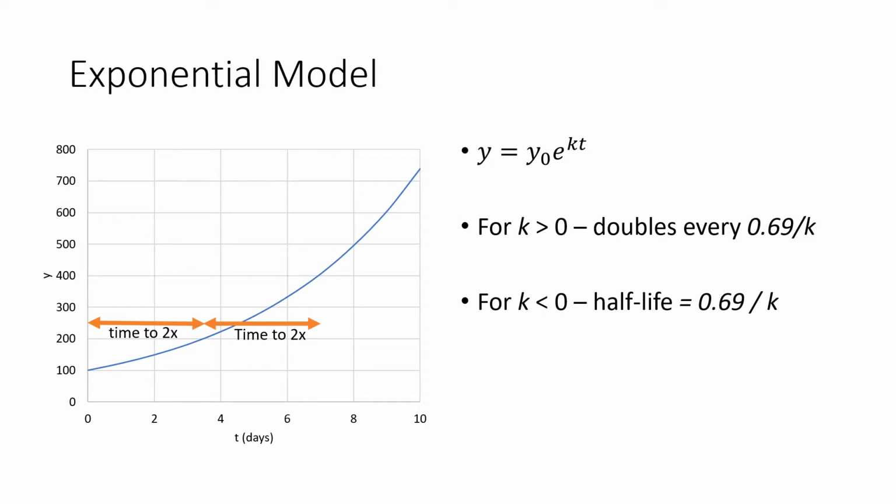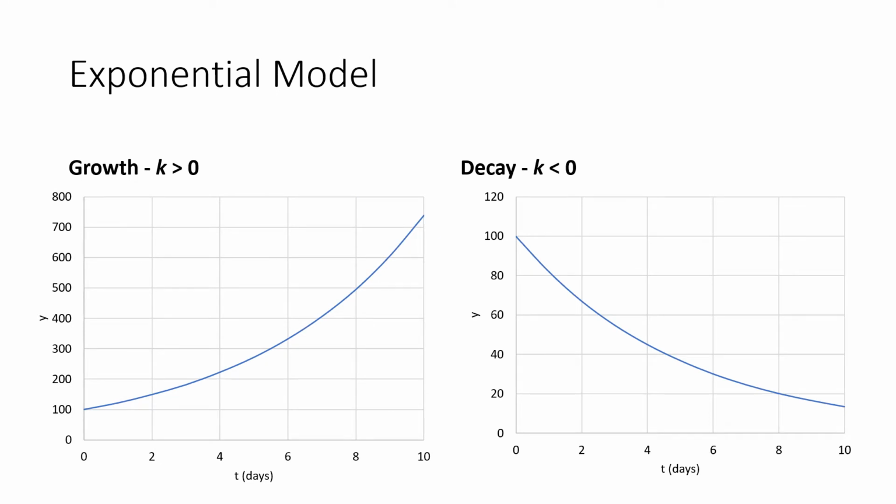The doubling time is essentially 0.69 divided by our value k. Now for values of k less than 0, it's not doubling, it's actually declining, and we call that the half-life. It's the time to reach half the value. It's also equal to that same 0.69 over k value. So again, this exponential model can be used to represent growth, in other words increases in y, and also decay, decreases in y.